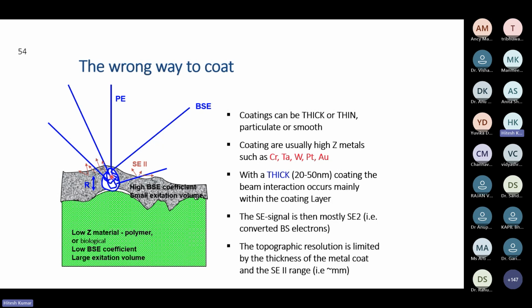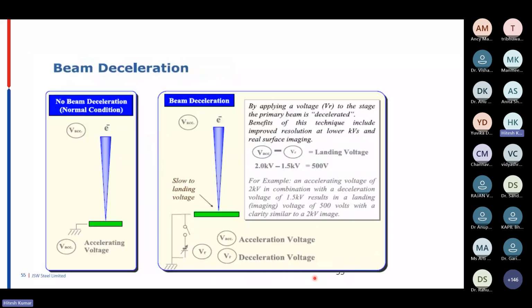That basically depends on what type of samples you are using. Let's suppose you have a polymer sample. Then a 30-second coating will be enough to get good information. Coatings are usually gold, carbon, or platinum, depending on what type of samples you have. And the topographic resolution is limited by the thickness of the metal coat and the secondary electron range. So those should be taken care of.